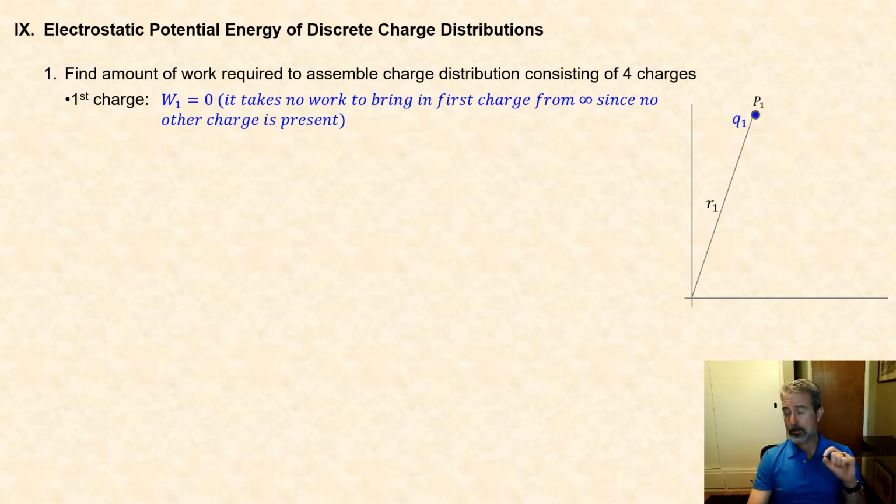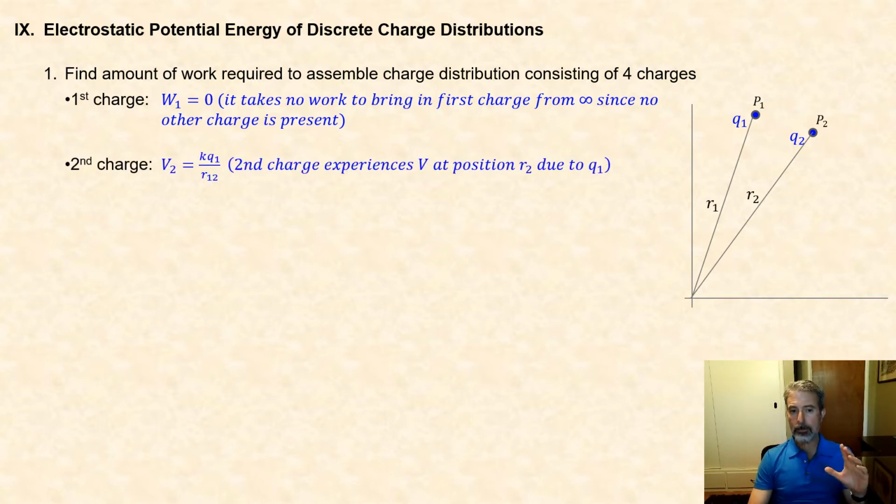To bring in the second charge, however, to some point, that is going to require work, whether it be positive or negative, depending on the sign of our charges. Why? Because to bring in that second charge, it will experience the electric potential due to that first charge. So that requires us to exert some type of force to bring it into position. So let's suppose that we want to bring in our second charge Q2 over here to point P2, which is a distance R2 from the origin of our coordinate system.